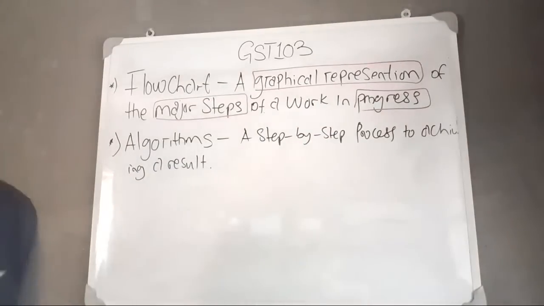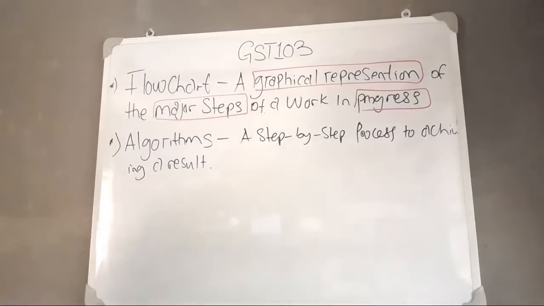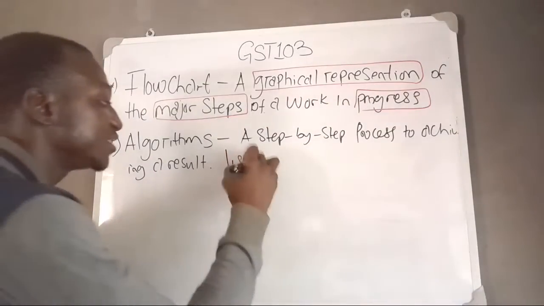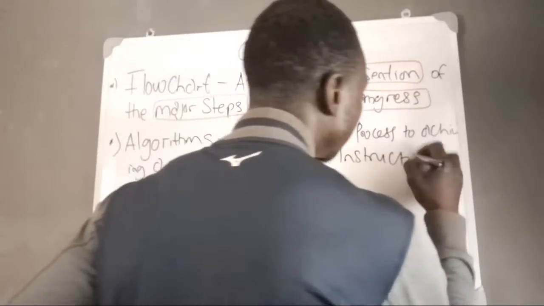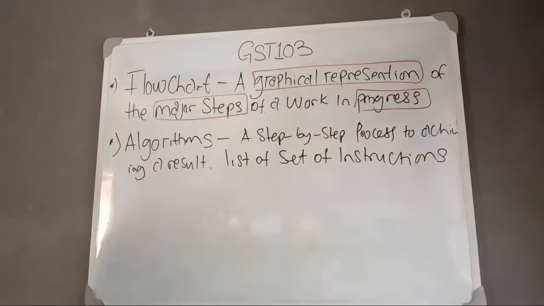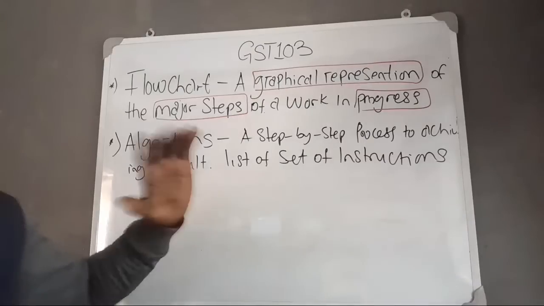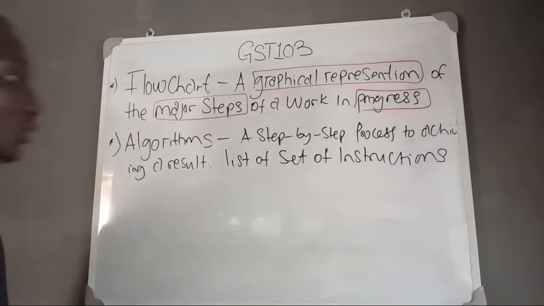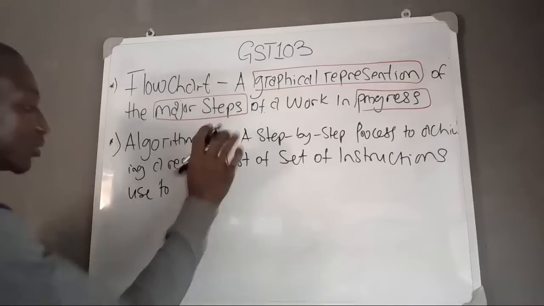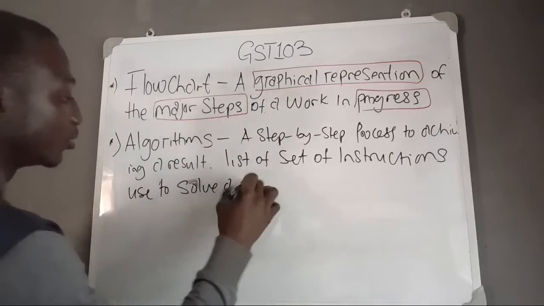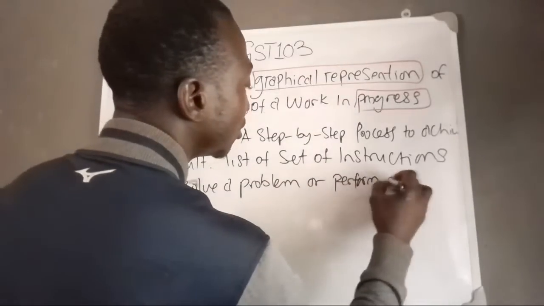Now, you can also refer to algorithm as a list or set of instructions. A list of sets of what? Of instructions used to solve a problem or to perform a task.